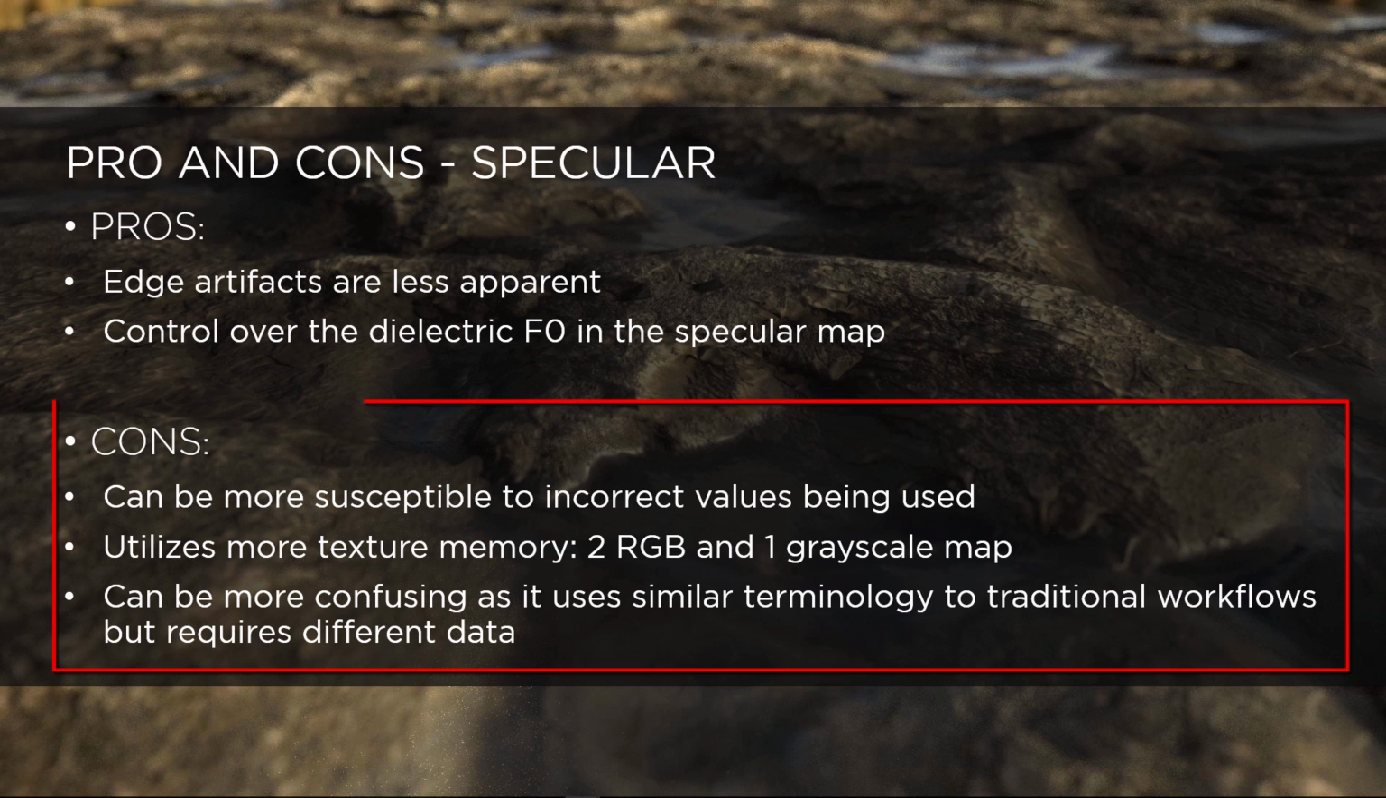For the cons, we have that it can be more susceptible to incorrect values being used. It also utilizes more texture memory with two RGB maps, which is the diffuse and specular map, and one grayscale map, which is the glossiness map. And finally, it can be more confusing for those new to PBR as it uses the same terminology as non-PBR workflows, but it requires different data.